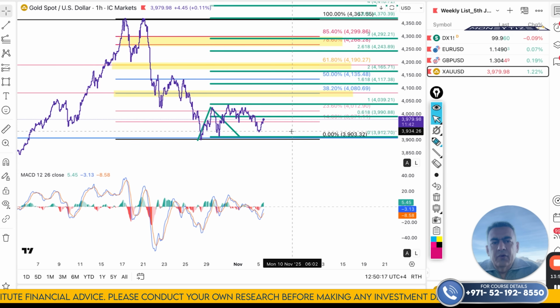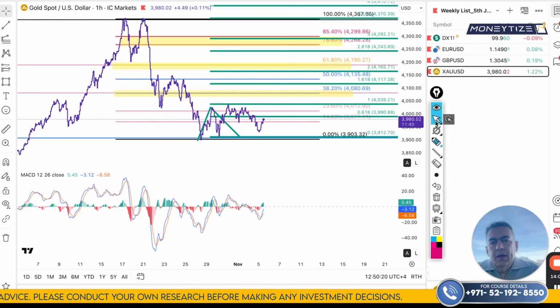So this is the plan for the remaining days of the current week, and I'll make sure that I'm going to post my next weekly forecast on Sunday.